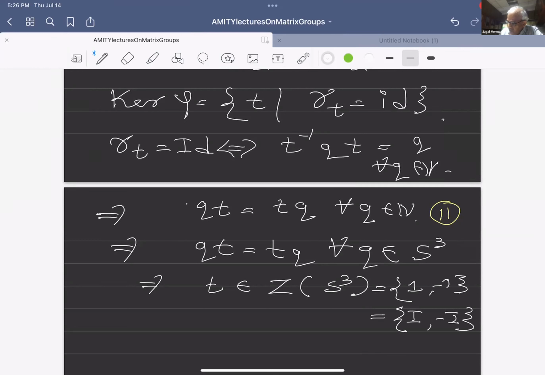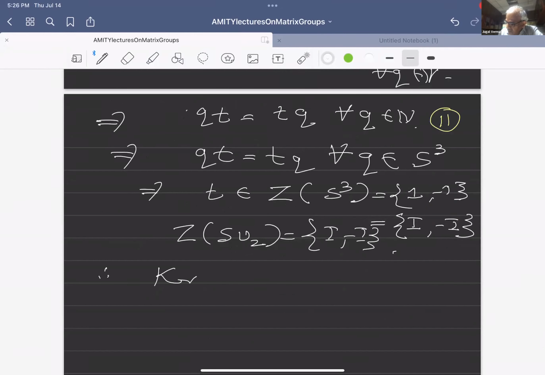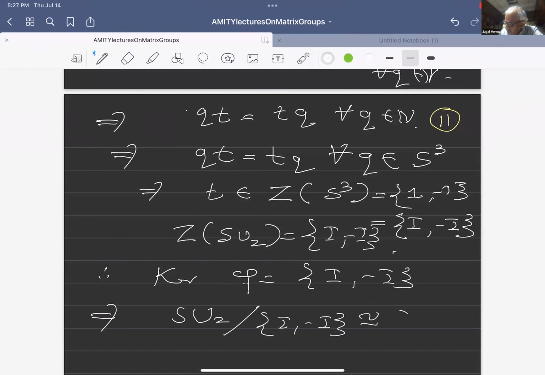This will be done in the tutorial. The center of SU2 is I and -I. Okay, so the kernel of phi is equal to I and -I, and that means that SU2 mod I and -I is SO3.